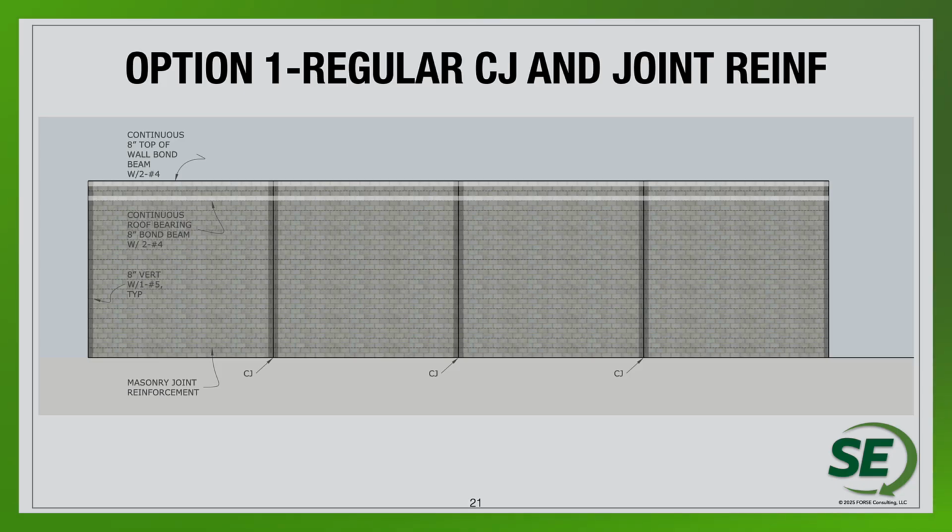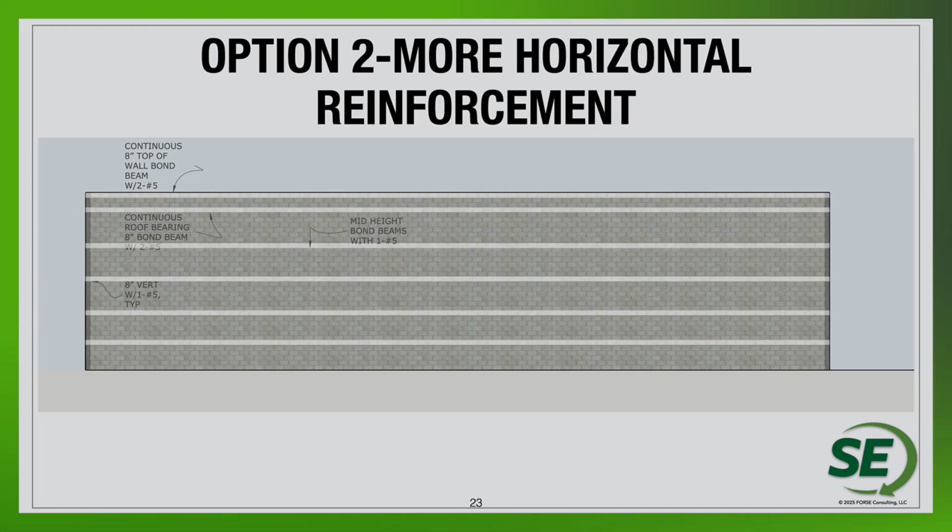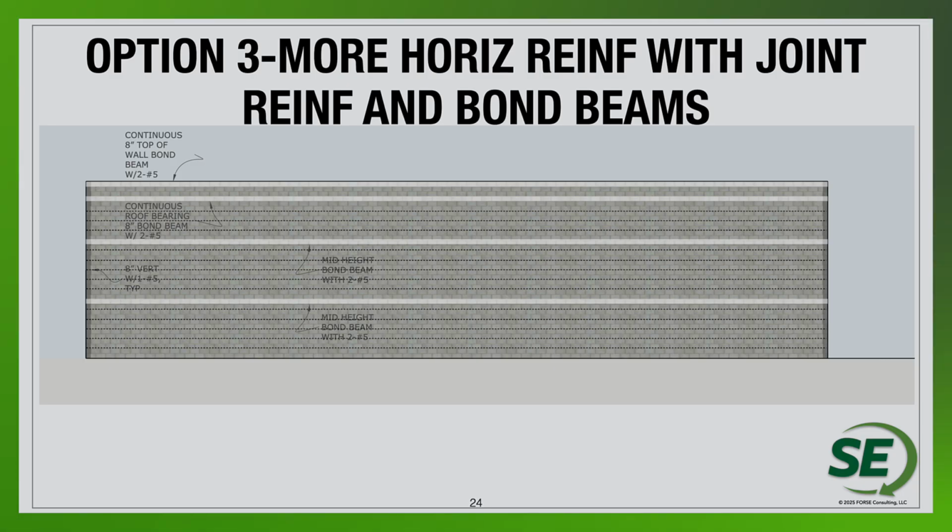So option number 1 being the regular control joints, regular movement joints in the masonry wall with low levels of horizontal reinforcement. And then option 1 with openings. Obviously, the openings do end up requiring a few more movement joints. And so you can see the walls getting broken up a little bit. Option 2 is going to give us a lot more lateral capacity just because we have a lot longer wall. So the in-plane shear wall capacity would certainly go up. The design certainly goes up in terms of the overall capacity and strength. And then option 3, looking at, again, joint reinforcement and then less bond beams.